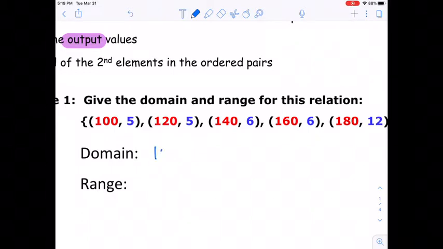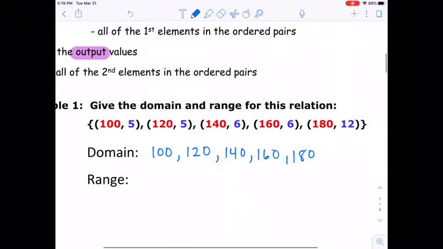So we have 100, 120, 140, 160, 180. That's the list of all of the domain values. The range is everything that's coming out of the relation.